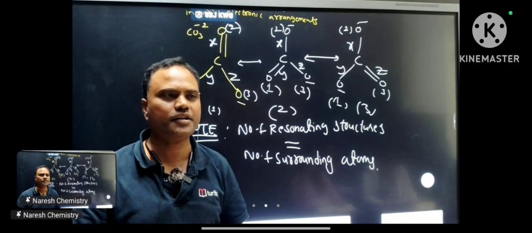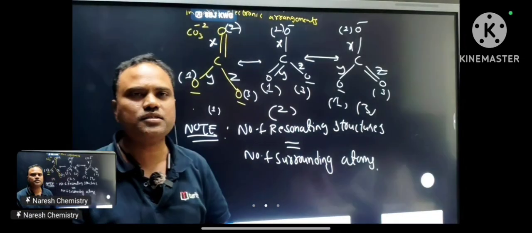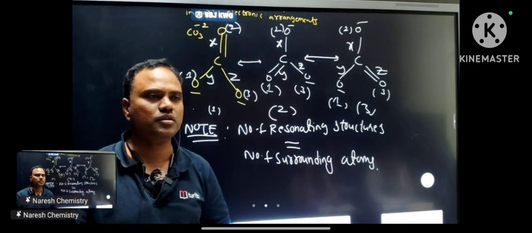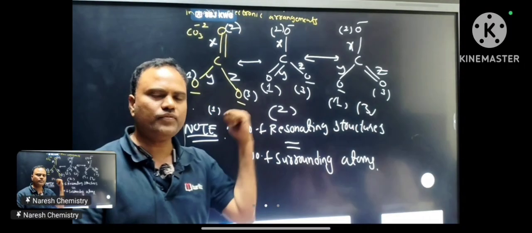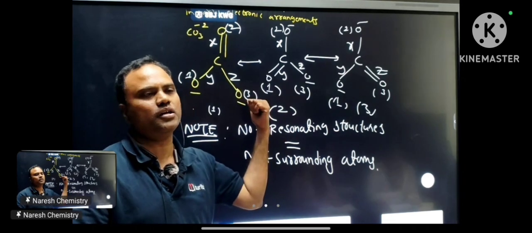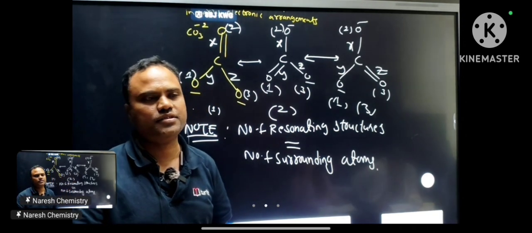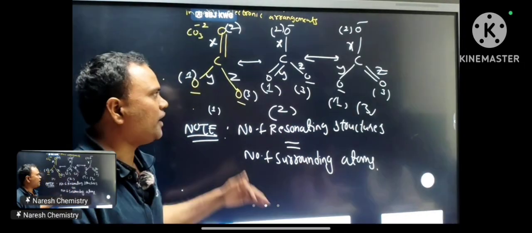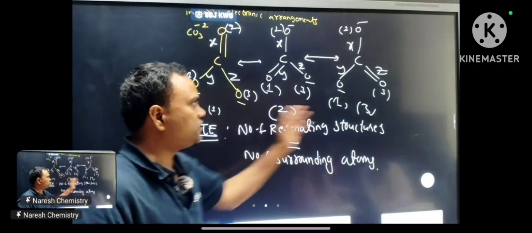Single bond, right? Here the X value is less because of the double bond. Here the X value is more, single bond. Next, coming to Y. In the first resonating structure, the Y value is more because Y is a single bond here. But in the second resonating structure, it is less. Why? Because that is a double bond. So why is it happening? Due to resonance.